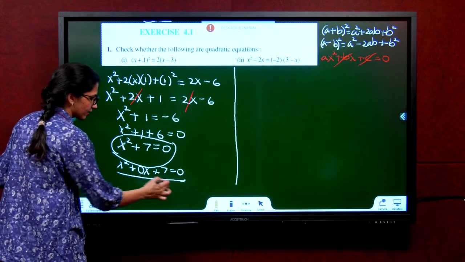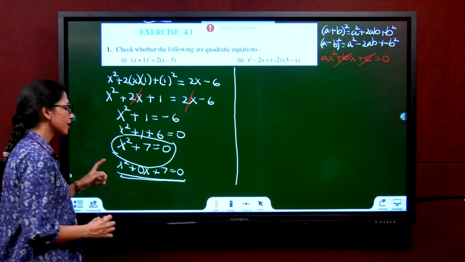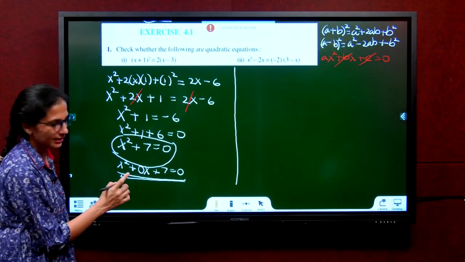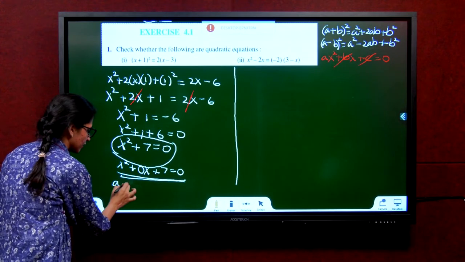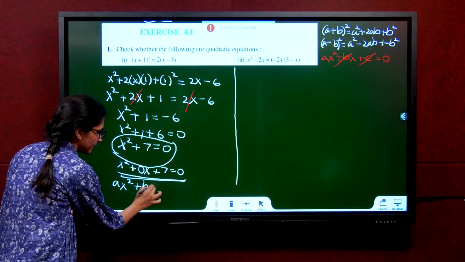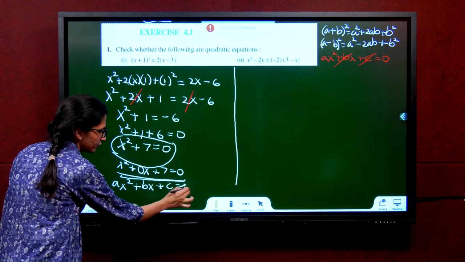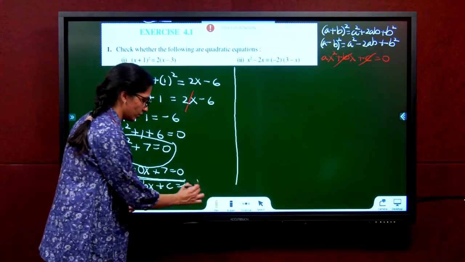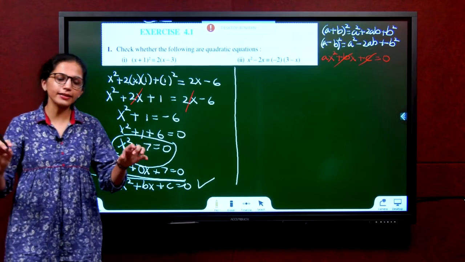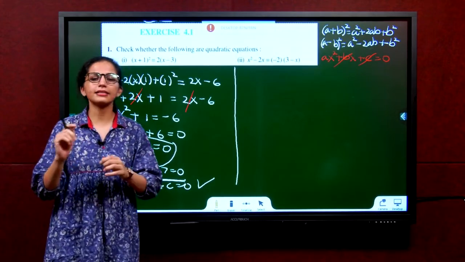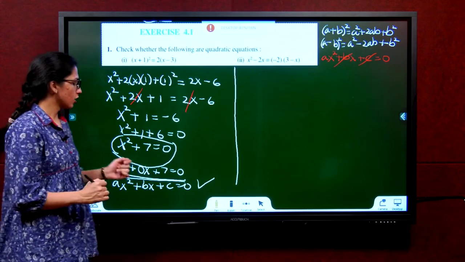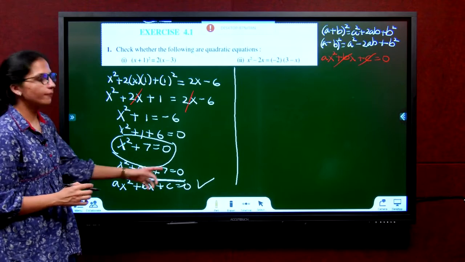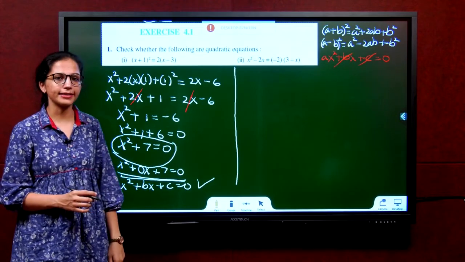So what can we write? The conclusion is, please take down, this is of the form ax squared plus bx plus c is equal to 0. Therefore, it is a quadratic equation. That should be your conclusion statement. Your conclusion statement will at least carry quarter mark in your boards. So please don't forget the conclusion statement. Now this is the first sum. We got to know yes, it is a quadratic equation.